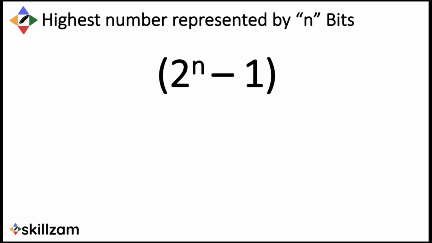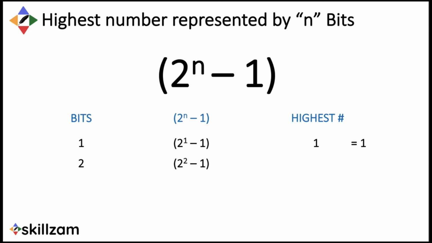So now let us consider some scenarios for better understanding. If the number of bits in a binary number is 1, then the highest number that can be represented will be 1, whose binary equivalent is 1 as well. Consider another case: if the number of bits in a binary number is 2, then the highest number that can be represented will be 3, whose binary equivalent will be 1, 1.